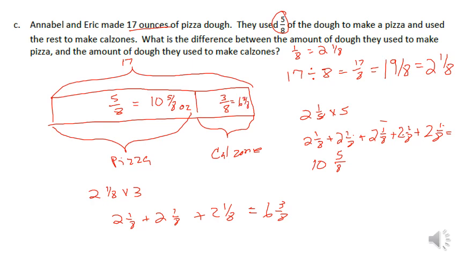Now, coming back up here, they want to know the difference between the amounts. So even though we've solved it, now they want to know the difference. We've got to take 10 5/8 and subtract 6 3/8. We see 10 minus 6 gives us 4, and 5/8 minus 3/8 gives us 2/8. So the difference was 4 2/8.